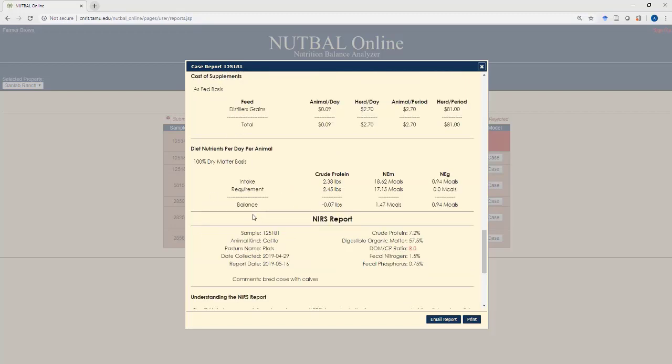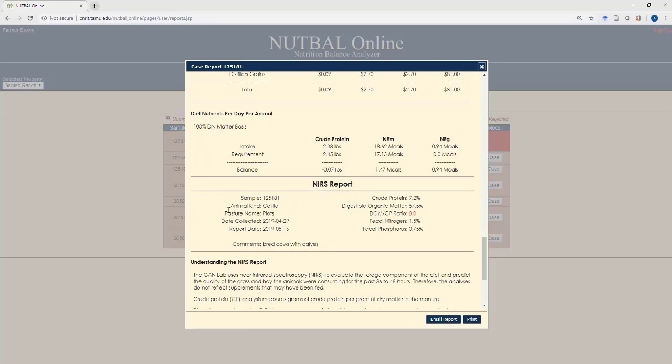And finally, again, you might not see this mediation report if you didn't have any added feeds. You would just see next the straight NIRS report. And it's just a small summary about your sample, and then the actual NIRS results only. So your protein, DOM, the ratio, and the fecal nitrogen and fecal phosphorus.